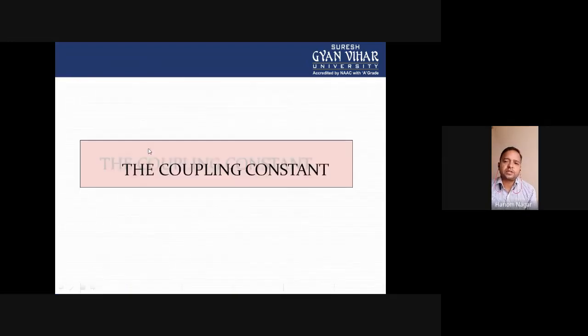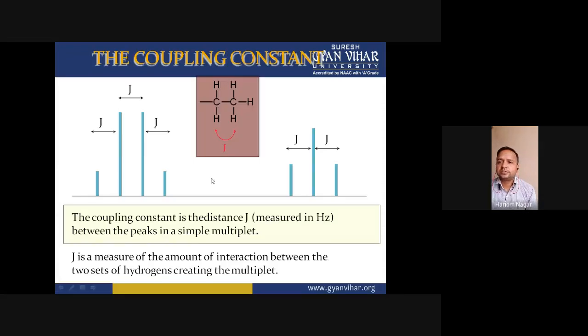Coming to this slide, the coupling constant. We can understand this by taking the example of a compound that contains CH2 and CH3 groups, and these CH2 and CH3 groups are attached at neighboring positions.